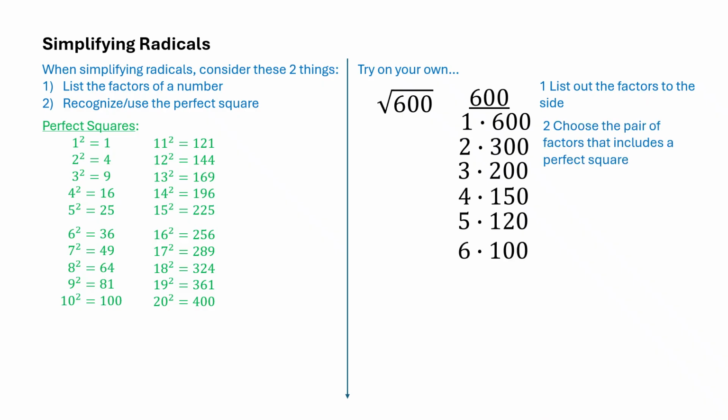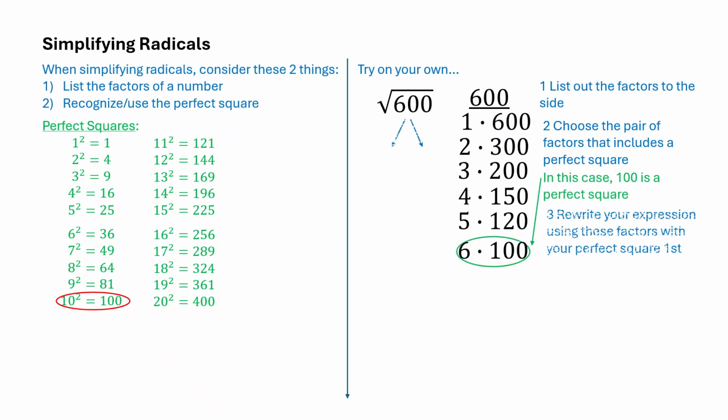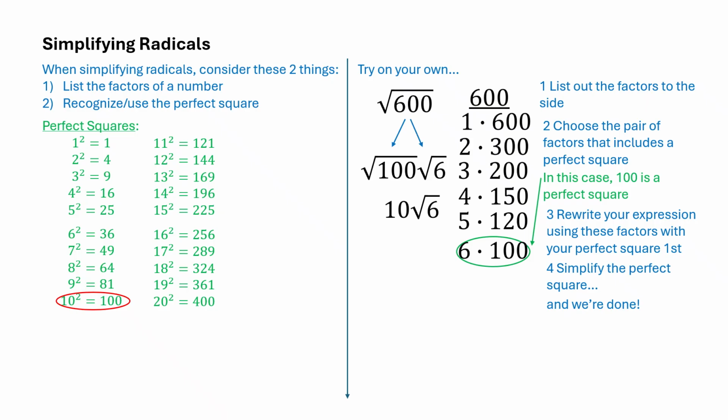Well, choose the pair of factors that includes a perfect square. Again, I always stop my list of factors once I hit the pair with a perfect square in it. And in this case, it's going to be 100. So rewrite your problem. Square root of 100 comes first, square root of 6 second. And what's the square root of 100 when you simplify? It's just a 10. Square root of 6 comes down as is, untouched. And we're done.